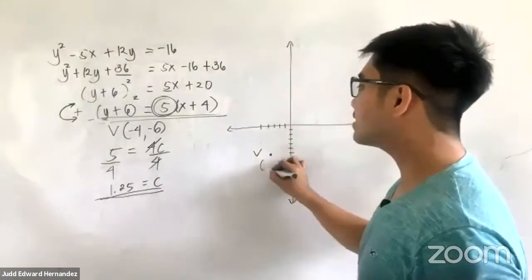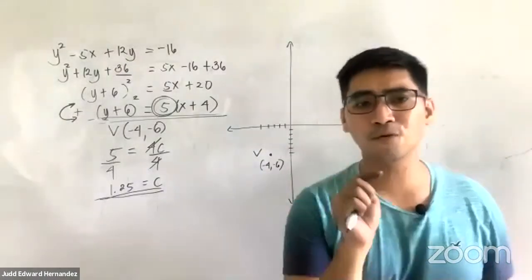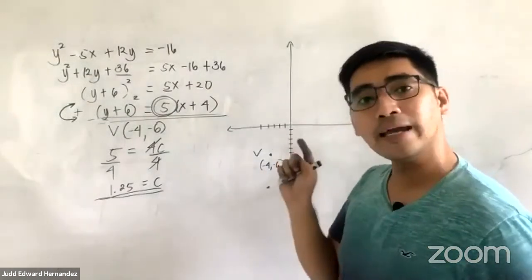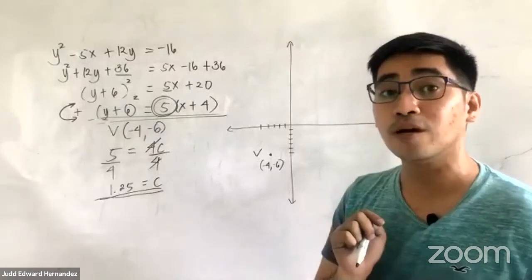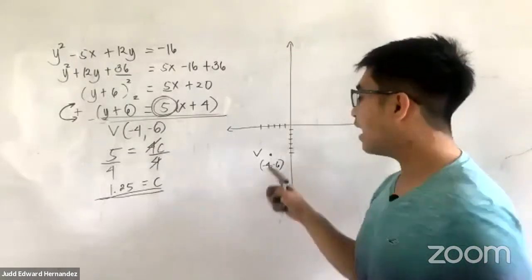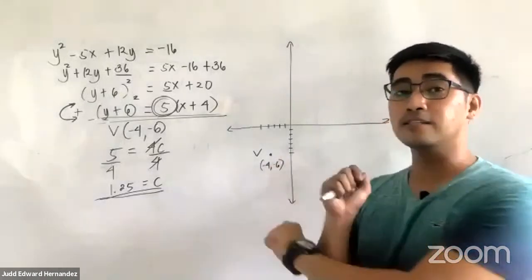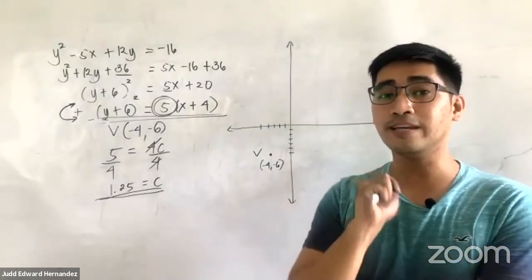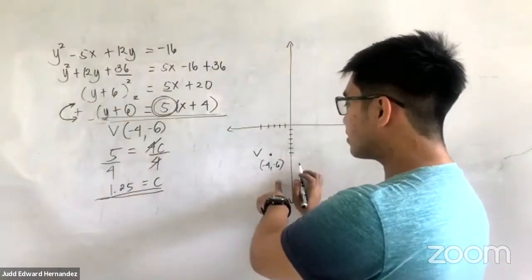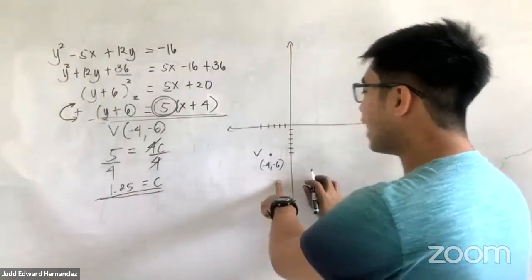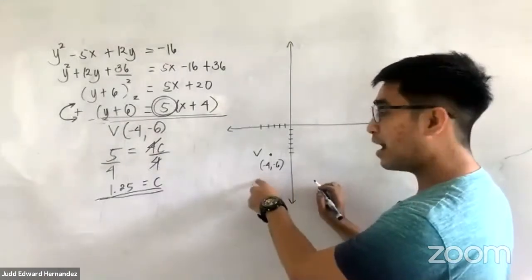Bakit pakanan? Sabi natin si vertex ay -4, -6. Dapat daw si Focus ay pakanan. Bakit? Kasi sabi natin kung nasaan si Focus, doon bubukas yung parabola. At dahil pakanan yung parabola natin, dapat nasa kanan din si Focus. Are we clear? Okay. So since this is -4, -6, ano ngayon yung focus natin? Asaan ngayon si Focus?